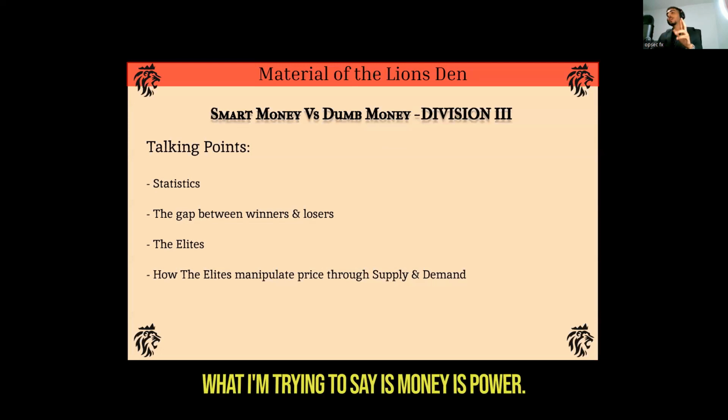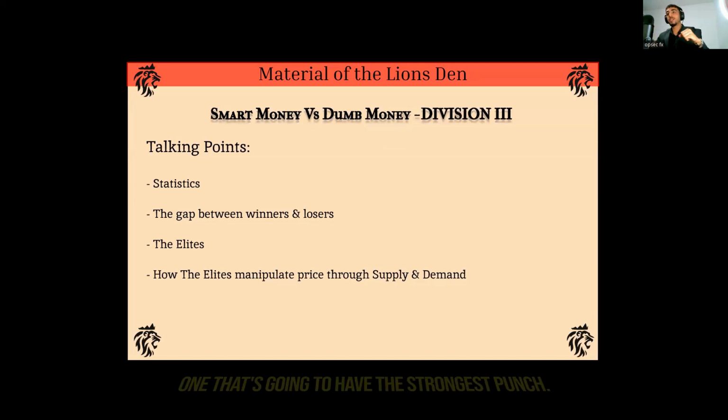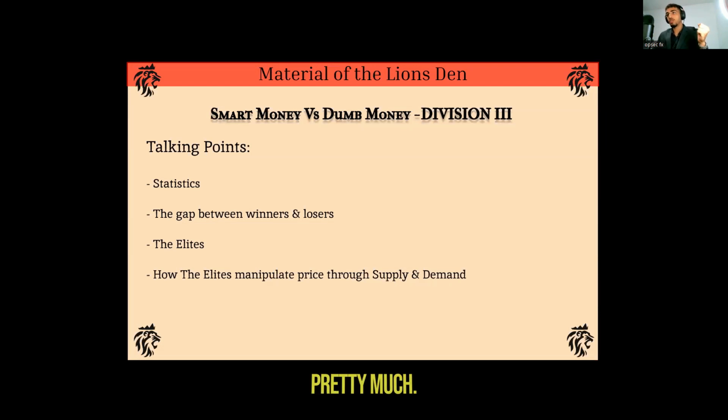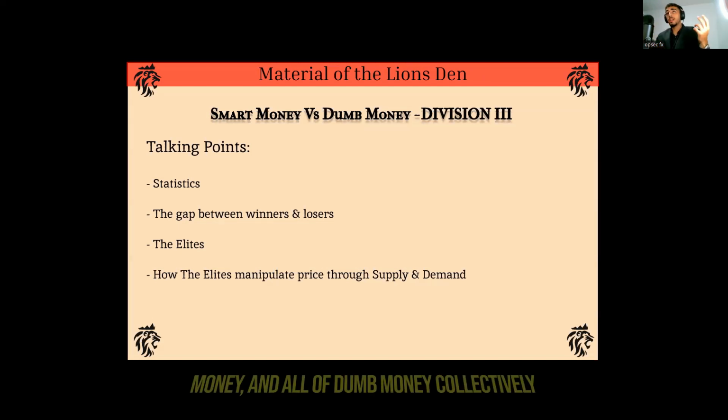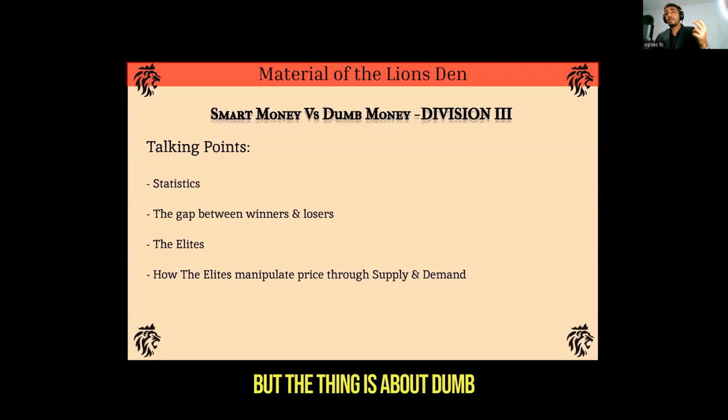Okay, what I'm trying to say is money is power, and the most coordinated group of power is the one that's going to have the strongest punch, pretty much. So let's just say trading is a zero-sum game, but let's just say there's all of the money, and all of the money collectively probably has more money than these elites. But the thing about the money is that they're not coordinated. They are each man separate.